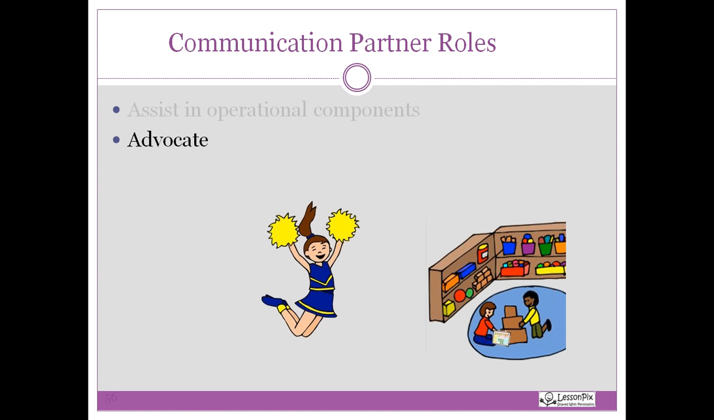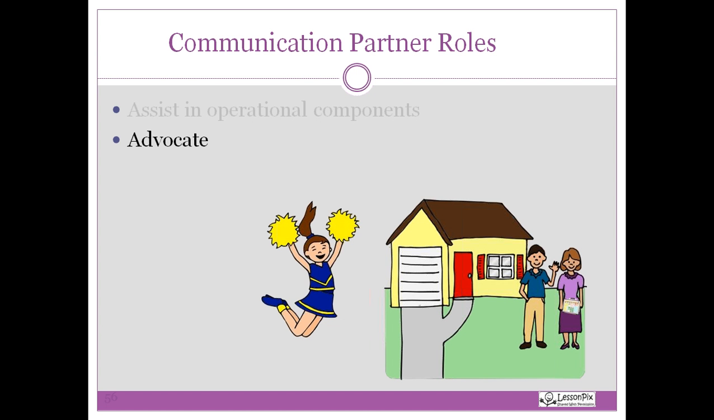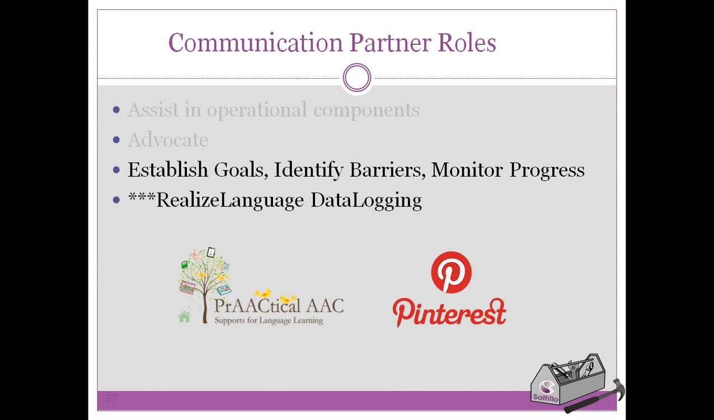So, communication partner roles. As a partner, what kinds of things does a partner need to do? Assist in operations, there's the editing part of it, making sure it's charged all the time. Advocating, the fact that you guys are all here is one of the big things you're doing, and that's really what you can do a lot for your daughter. Advocating, being there, making sure the device is with the individual, establishing goals, monitoring progress.